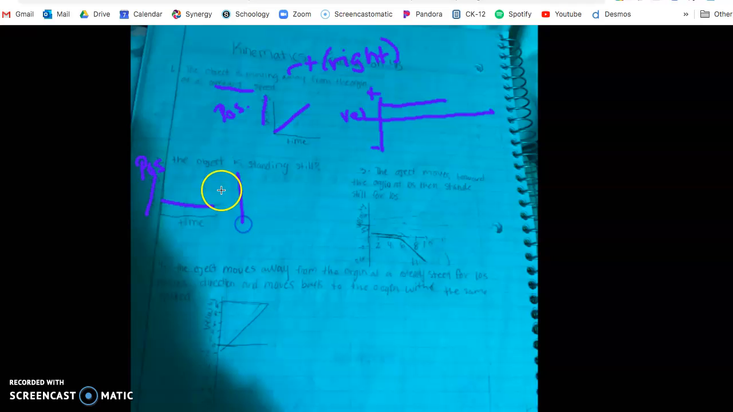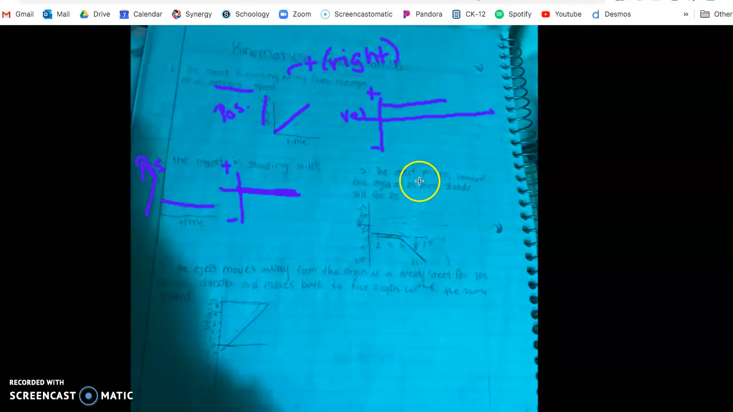If an object isn't moving, again, velocity is just a fancy way of saying speed. If it's not moving, its speed is 0. So you would actually have a horizontal line right on the x-axis. Whereas on the position graph like you did, it would be flat. It just wouldn't necessarily be at 0 if you had gone somewhere and then stopped.